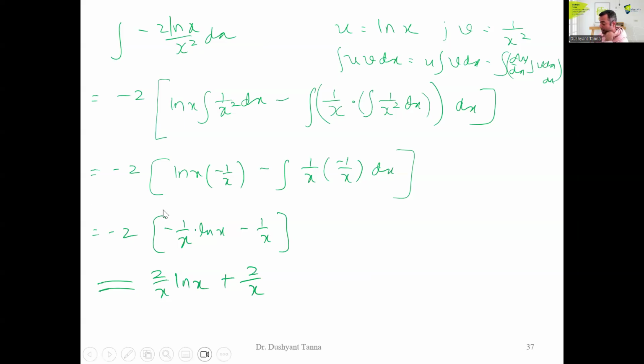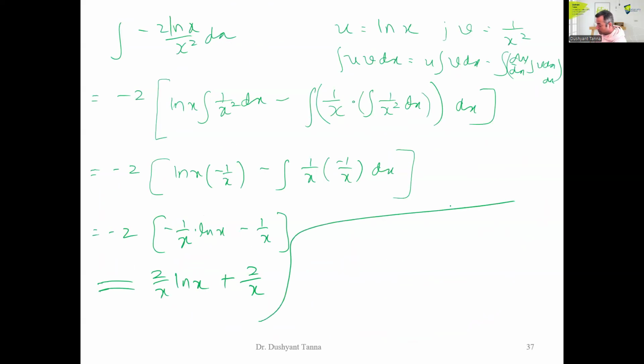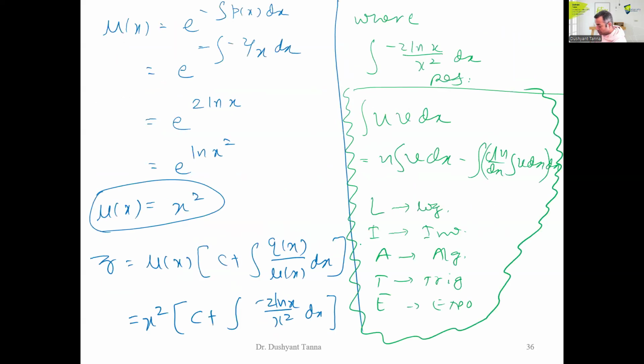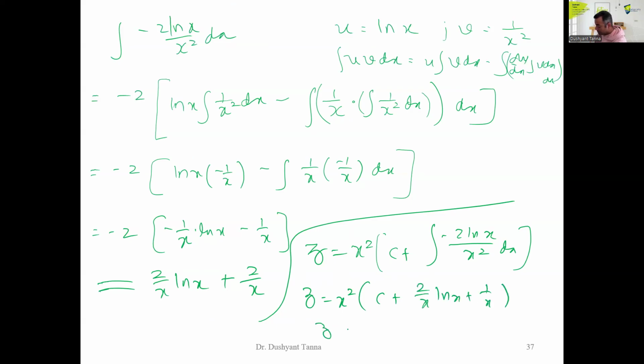Now I have to talk about y. Oh, sorry, z. I meant z. This is just a part of it. And therefore, I'll just do it here. My z, which was x squared, c plus that integration part, which we have figured out just now. So my z, whatever we call it, c plus 2 over x ln x plus 1 on x. I'll multiply with x squared. So cx squared, 2x ln x plus x. This is my z.